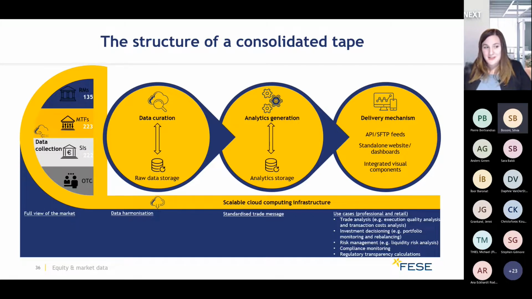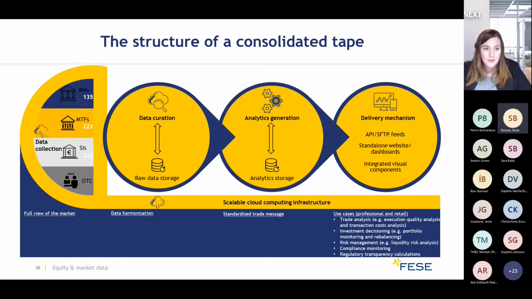Then you're going to standardize the trade message. So you're going to make sure that you produce it in one single format so that the receiver can also receive it in a single format. And then it goes to the end user. And you can do a lot of different things with a consolidated tape. They're not new things. These are things that are currently already happening in the market. But you can, for example, do trade analysis, make investment decisions on it, portfolio monitoring, risk management, compliance monitoring. So there's a lot of use cases that you can mention for a consolidated tape.